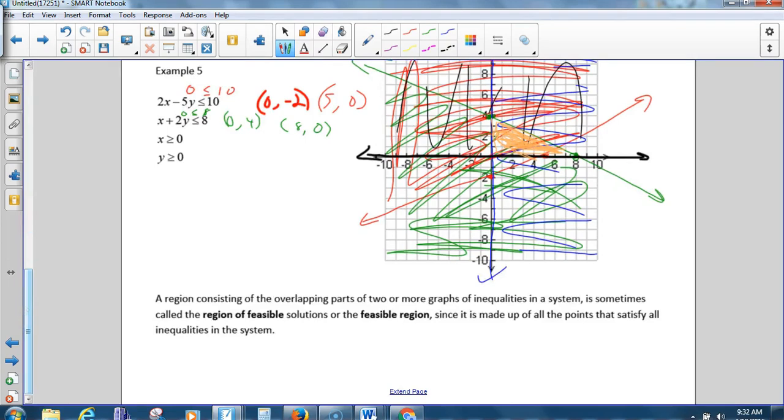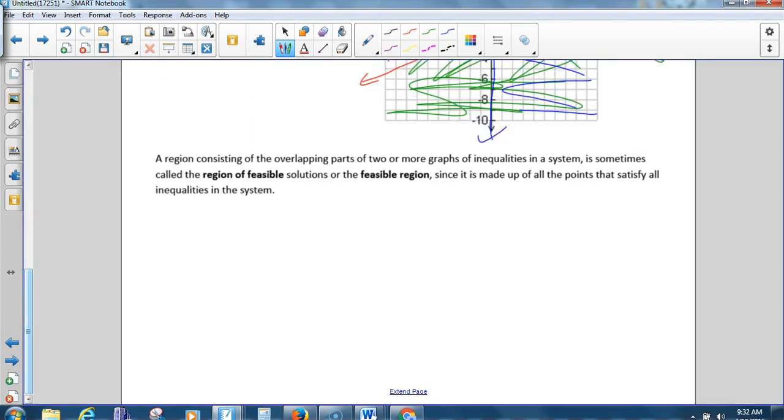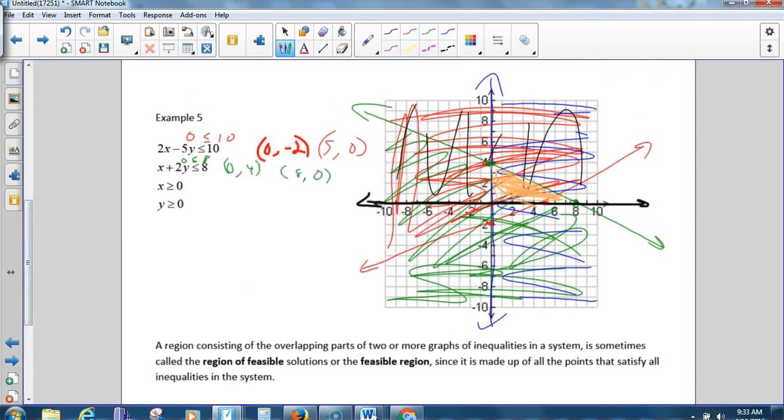Sorry, the printing got messed up here. A region consisting of the overlapping parts of 2 or more graphs in a system is sometimes called the region of feasible solutions, or the feasible region, since it's made up of all the points that satisfy the inequalities in the system. So the final area that we colored in orange is the feasible region. And there you go.